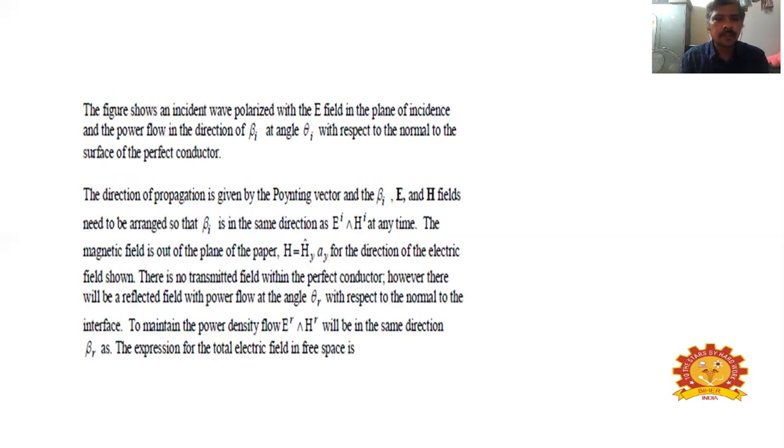The figure shows an incident wave polarized with electric field E in the plane of incidence and the power flow in the direction of beta I at angle theta I with respect to the normal to the surface of the perfect conductor. The direction of propagation is given by the Poynting vector at the beta I. E and H fields need to be arranged so that beta I is in the same direction as E^i cross H^i at any time.